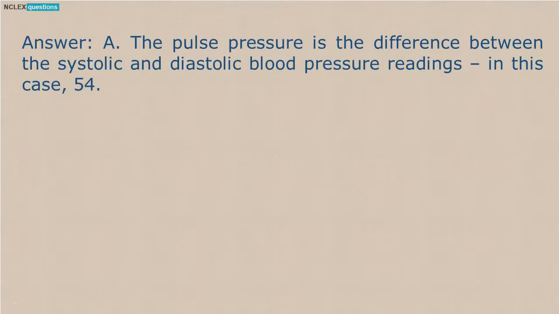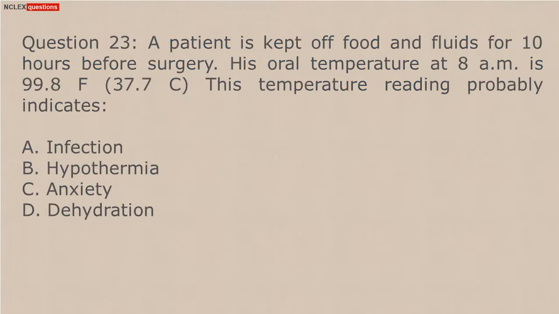Question 21. During a Romberg test, the nurse asks the patient to assume which position? A. Sitting. Question 11. If a nurse administers an injection to a patient who refuses that injection, she has committed A. Assault and battery. B. Negligence. C. Malpractice. D. None of the above.